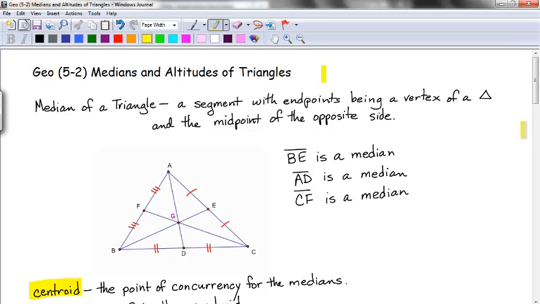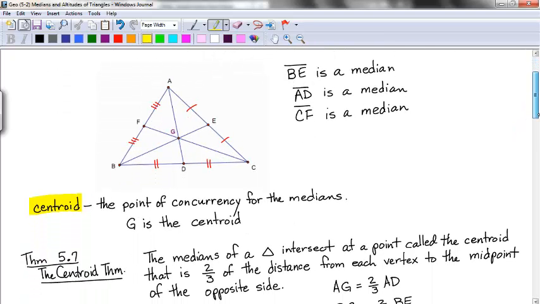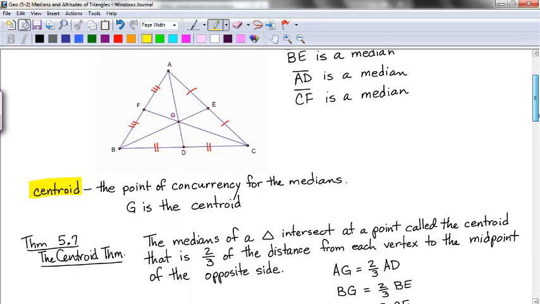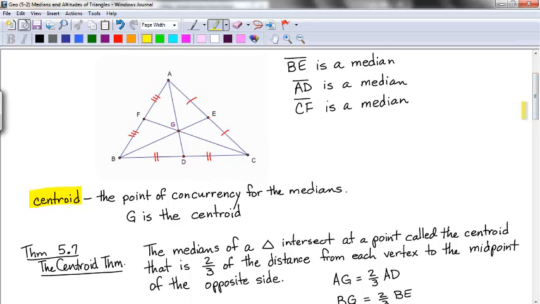Is that pretty good? The centroid is the point of concurrency of all the medians. So G on this picture is the centroid. Okay. Then they give you the centroid theorem. On the centroid there's a special relationship, and that's theorem 5-7. It's called the centroid theorem.